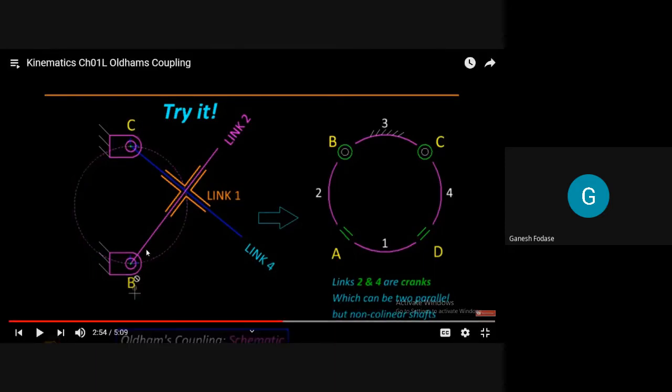Now, what is important here is this: when I rotate this link 2, link 1 also rotates automatically, as well as link 4. It is known to you that link 2 will rotate about B, while link 4 will rotate about C. One interesting thing here: the axes of rotation of these two links are parallel to each other. Means link 2's axis of rotation and link 4's axis of rotation are parallel to each other.